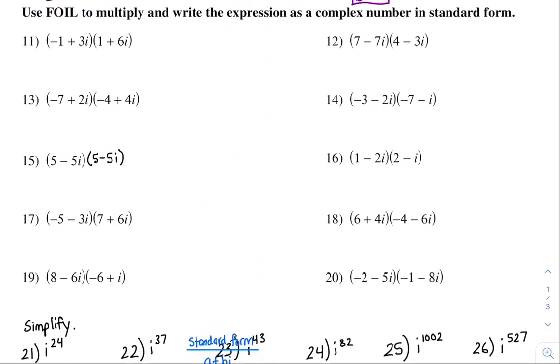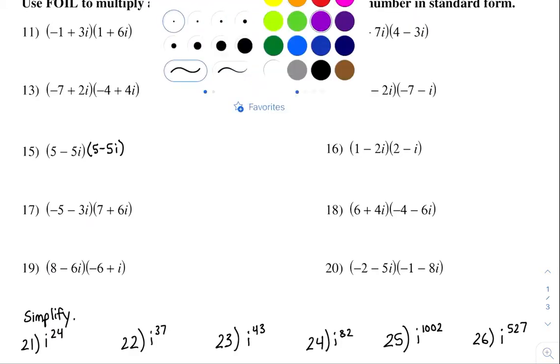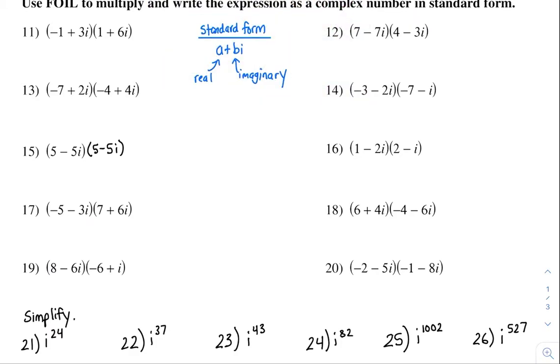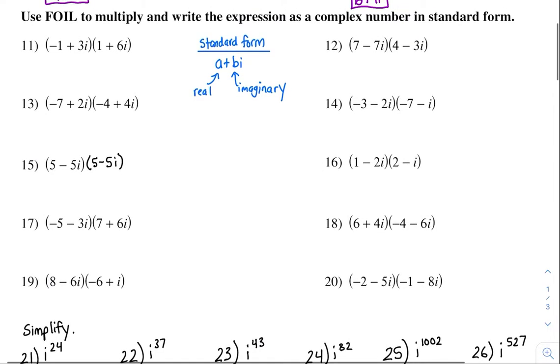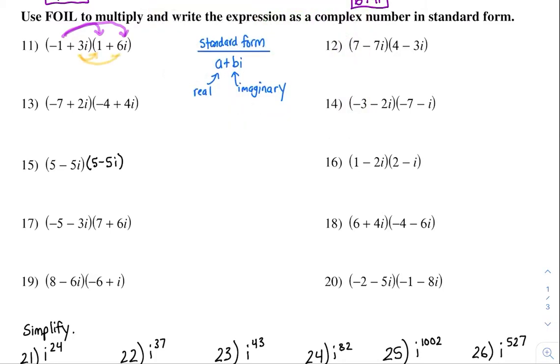Alright, moving this down. Now we have multiplication, so we distribute twice, right? So I'm going to distribute this negative 1 to both. And I'm going to distribute 3i to both. So we're going to have negative 1 times 1 is negative 1. Negative 1 times 6i is minus 6i. 3i times 1 is positive 3i. 3i times 6i, that is plus 18i squared.